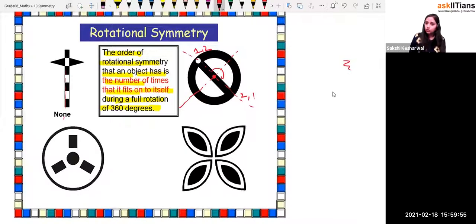So that's the 2 rounds you have done, right or not? Like 1 and then going back to 360, it will be what, beta? 2 rounds. So the order will be what, beta? The order is equal to 2. Now similarly, if I'm going to rotate this from here, right?